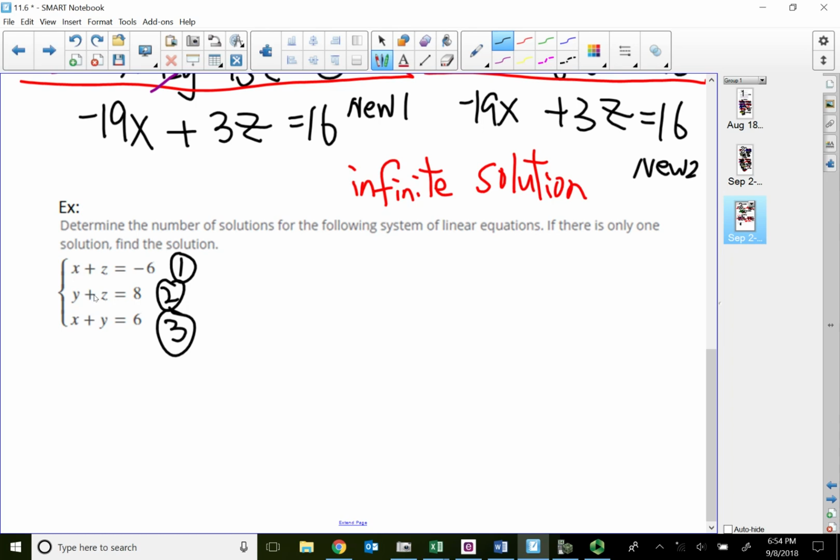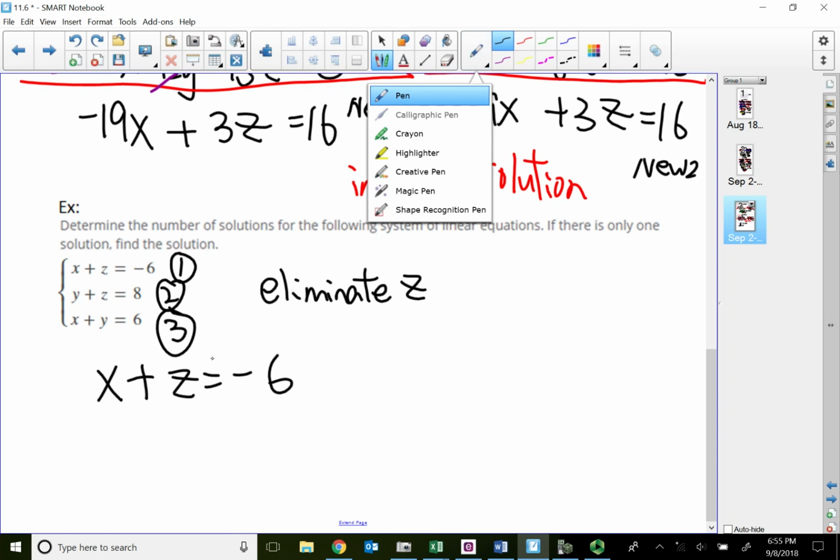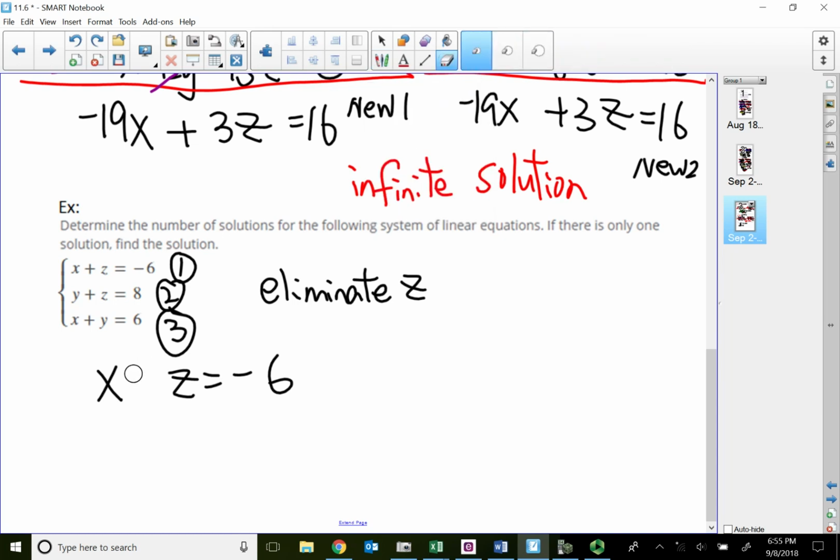The first two equations, see the z already the same. So if I will eliminate z in the first two equations, what will happen right away? So x plus z equal to -6, right? So since I'm missing the y in the first equation, the reason why I'm missing the y is a missing term, as you can recall. Well, we will talk about this in a different module. Missing term means the term has a coefficient 0.